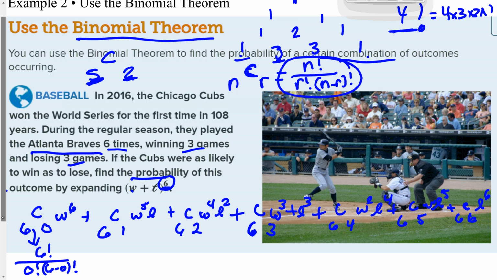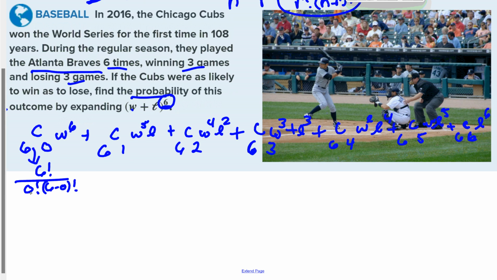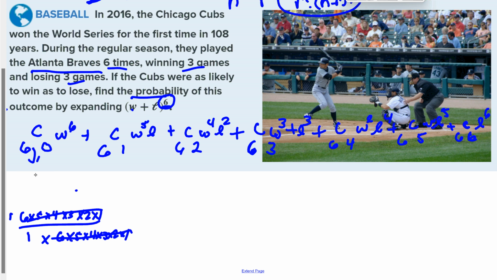So what that looks like is 0 factorial is defined as just 1. So 6 factorial is 6 times 5 times 4 times 3 times 2 times 1 over 1 times 6 factorial. Right, so 6 times 5 times 4 times 3 times 2 times 1, those are all going to cancel out. And then I have 1 over 1. So this is 1 W to the 6th.